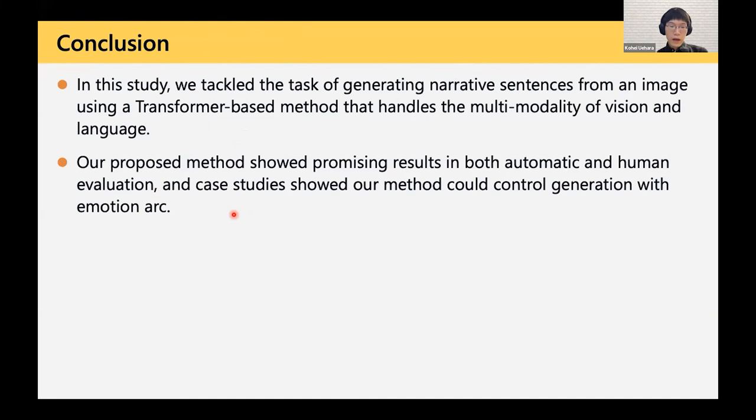So I'd like to summarize our work here. In this study, we tackled the task of generating image narratives with a transformer-based emotion-aware text generation model. Our model showed promising results in our experiments, and we have confirmed our method can control the content of narratives with emotion arc input. So that's all. Thank you for listening.